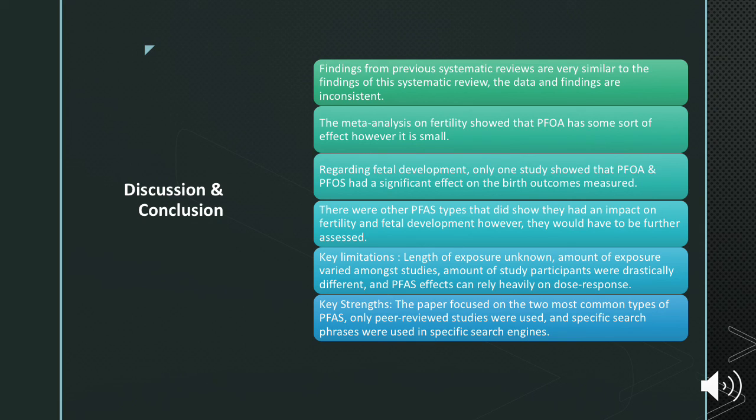Key strengths: the paper focused on the 2 most common types of PFAS. Only peer-reviewed studies were used, and specific search phrases were used in specific search engines. In conclusion, PFOA and PFOS effects on fertility and fetal development need to continue to be studied and evaluated to gain a better understanding of their true impact.